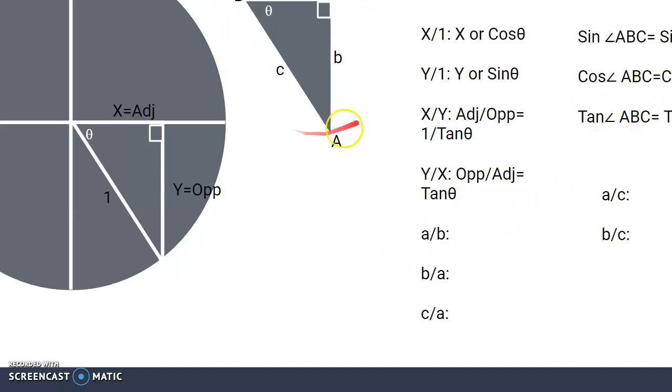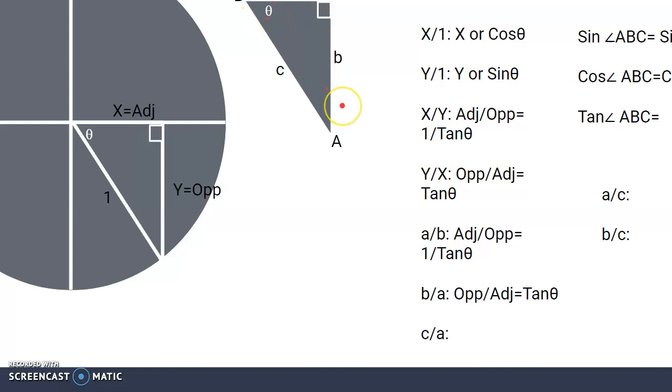Now we're going to move on to this triangle up here. So we're going to solve for a over b. Again, this is going to be your adjacent, and this is going to be your opposite, and this is also your hypotenuse. So a over b would be adjacent over opposite, which is again the inverse of tangent. Now b over a. So opposite over adjacent, again relating back to theta, would be tangent.